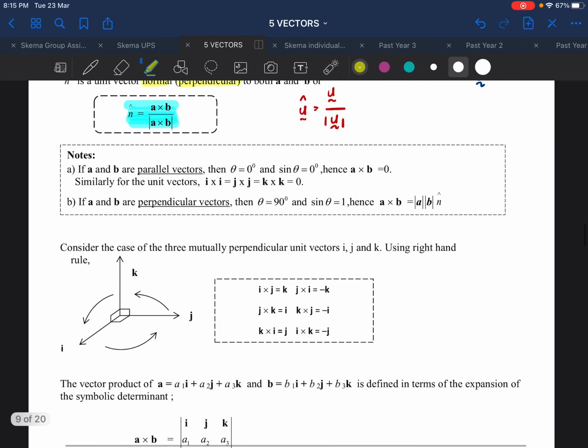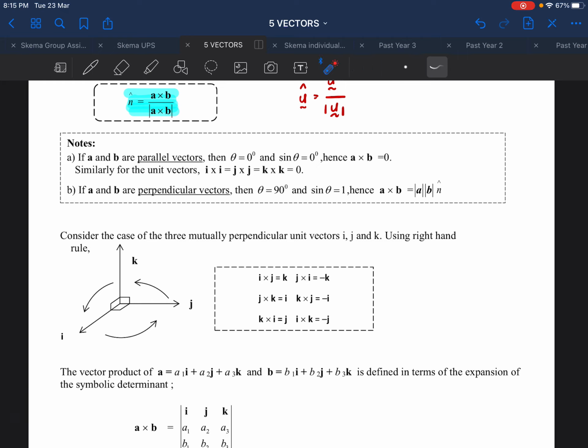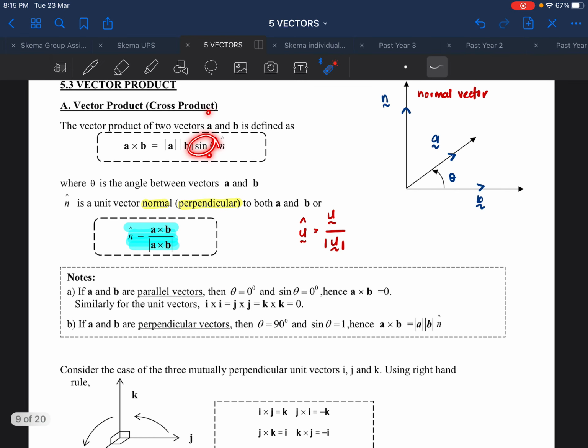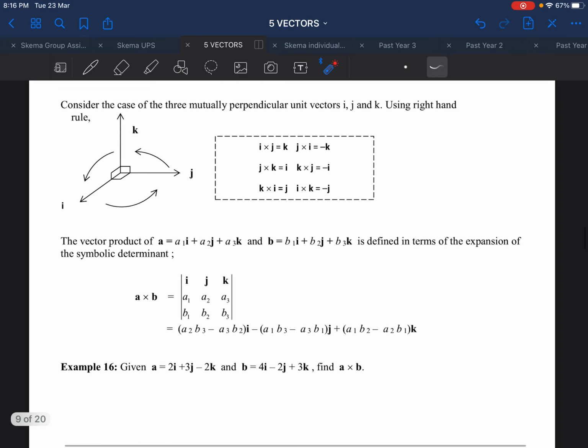Kalau kamu tengok kat sini, if A and B are parallel vectors, then theta equals to 0 dan sin theta equals to 0. Ini ialah properties kita. Satu lagi properties, A cross B equals to 0. Itu kita akan tengok nantilah. Kalau A and B are perpendicular, theta equals to 90, sin theta kita equals to 1. Maksudnya kalau kita guna formula kat sini, sin theta akan jadi 1. So, kalau dia perpendicular, A cross B equals to magnitude A, B times normal vector, unit vector n hat dekat situ. Itu just properties lah.